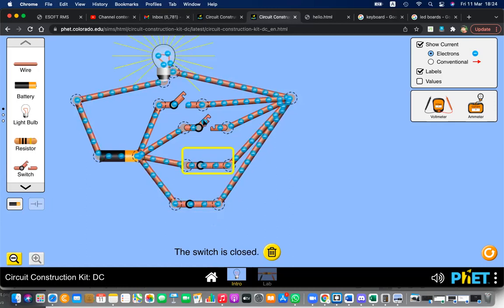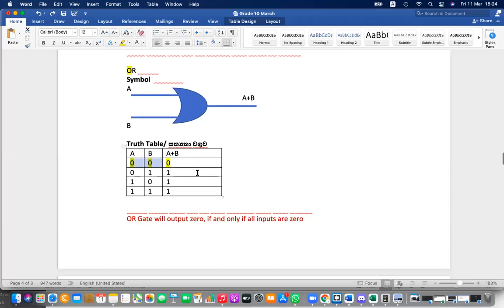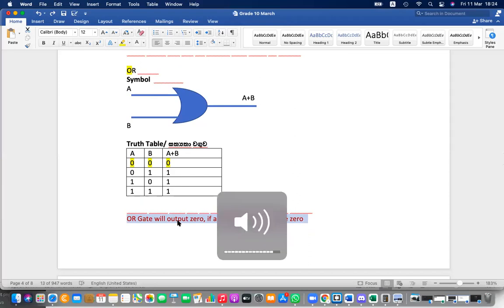One is enough, and more than one is also fine. But if all are 0, the output will be 0. Not the bulb actually. The output of the OR gate is 0 if all are 0. So that is the theory related to the OR gate. Remember that, it's very, very, very important. Highlight that and keep it, because we need that in our future learning, right?